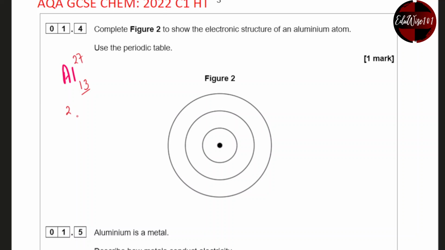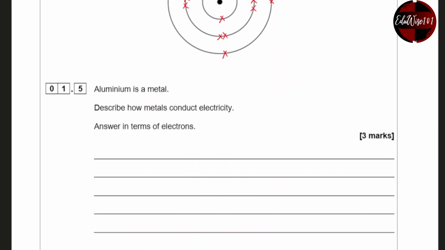And now if you remember, first shell can have 2 maximum, second shell can have 8, and the rest of the 3 electrons go on the third shell. So 1, 2 in the first shell, and let's draw this in pairs so that it's easy to count. That's 4, 6, and 8, and 1, 2, and 3. You could even draw dots, but make sure they are on the line.